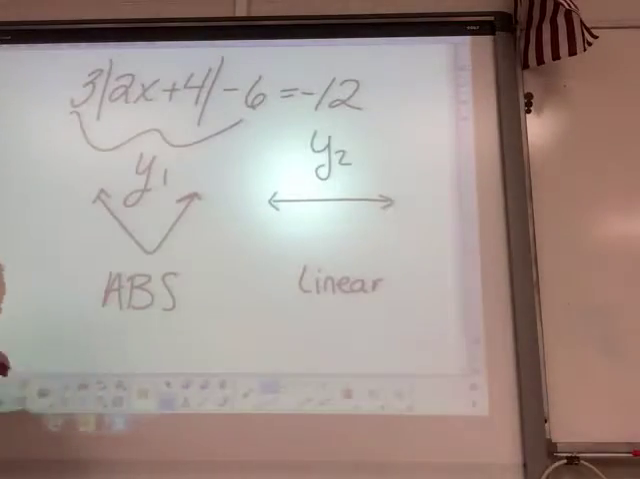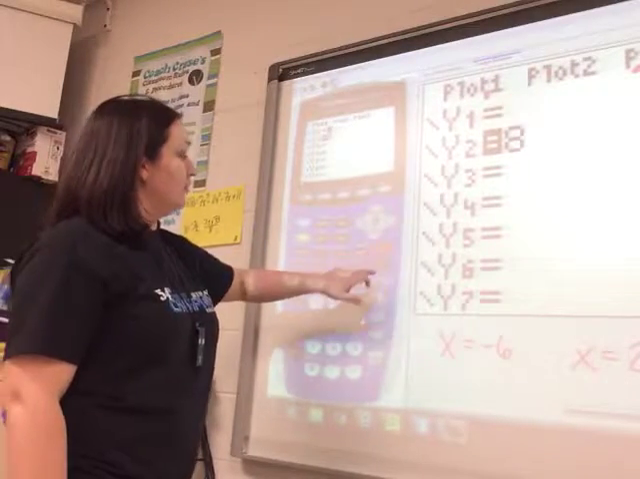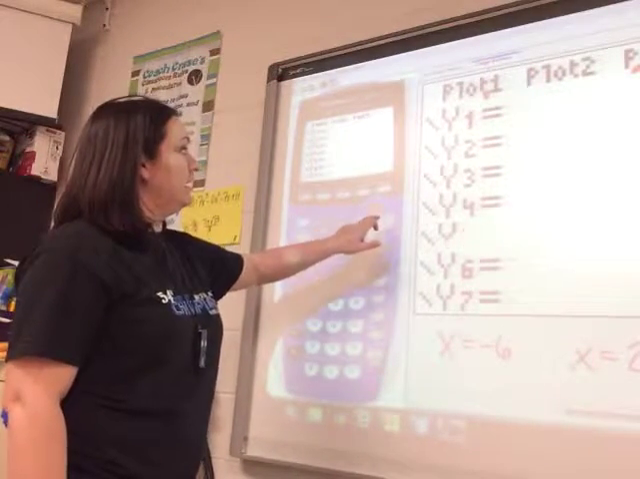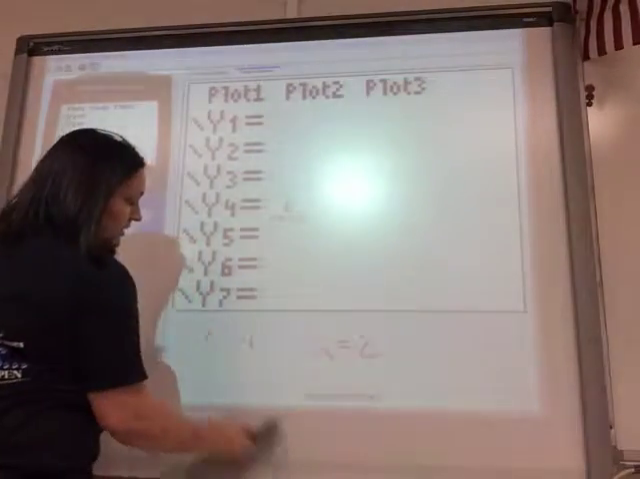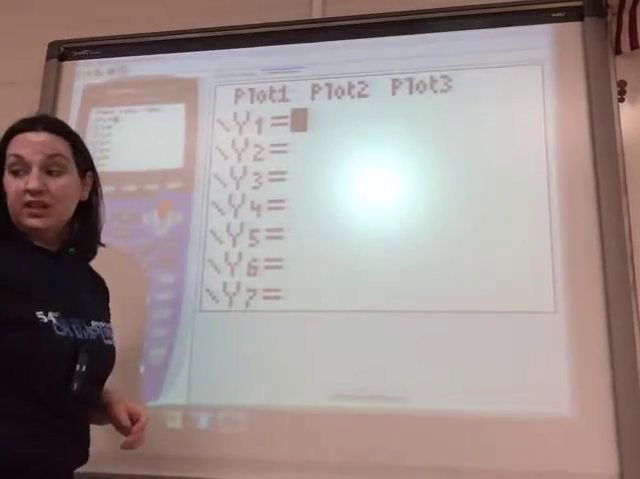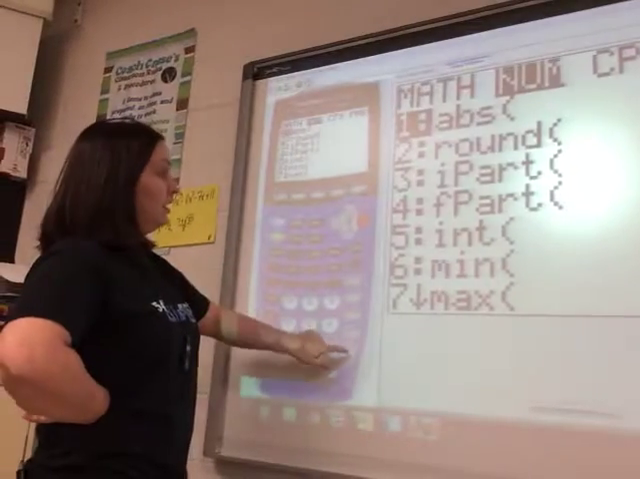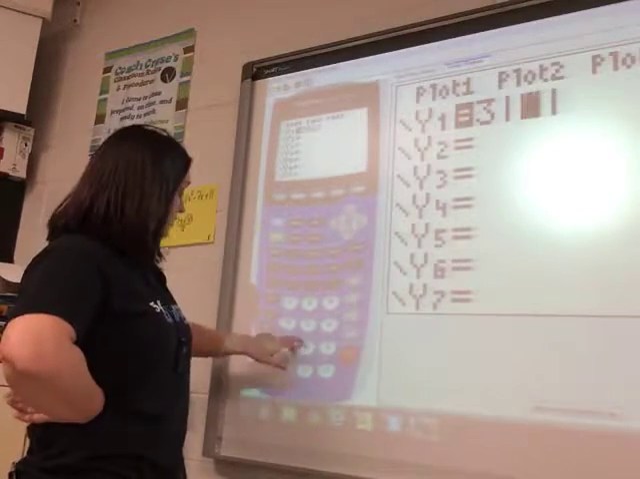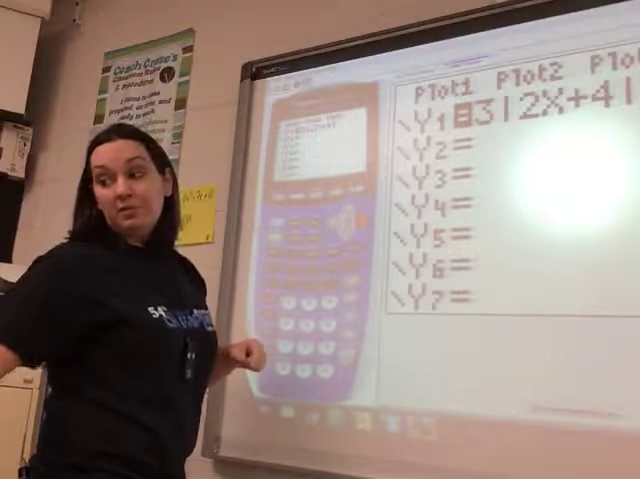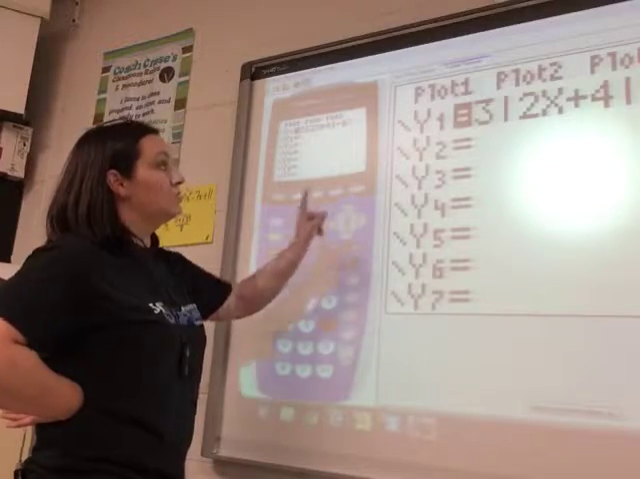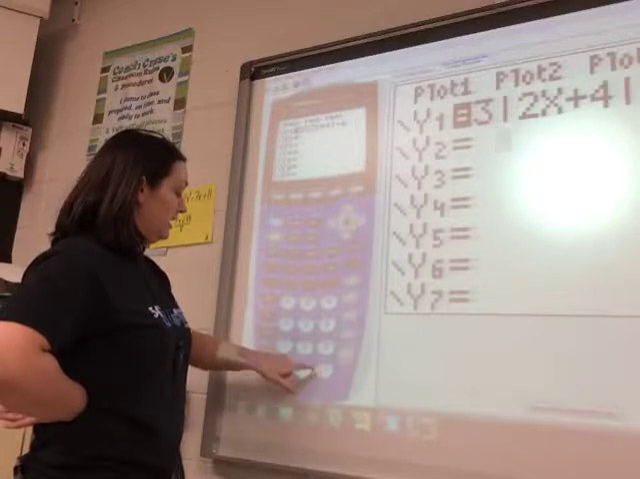So when I go to my calculator, I want to go back to y equals. I want to clear out what's in there from an old problem, and I want to put in our new problem. So when I type in our new problem, I want my coefficient to go first, so I want my 3, then my absolute value: math, number, ABS, 2x plus 4. Come outside my absolute value and type in my minus 6, that's my absolute value section. In my y2, I want a linear section, so negative 12.